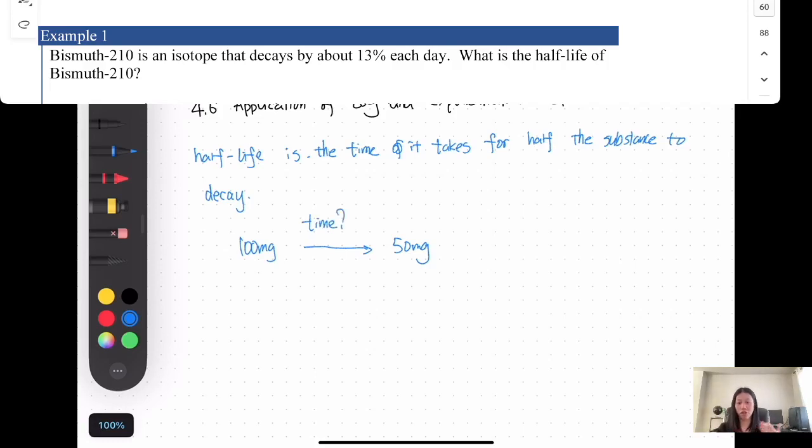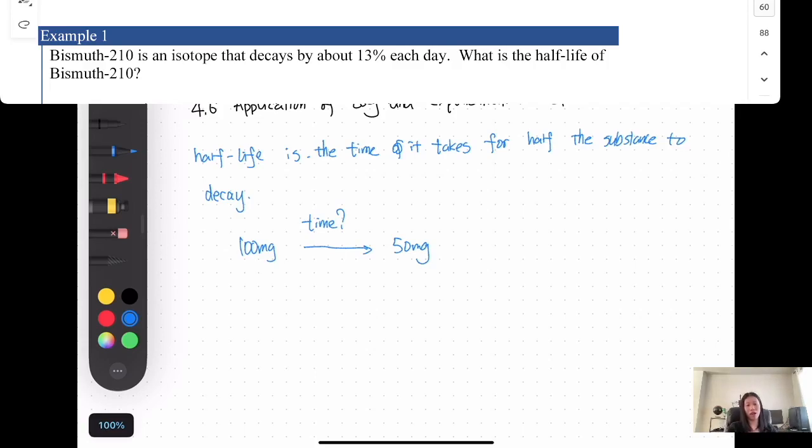How long does it take? Say you take 2 days to decay from 100 milligrams to 50 milligrams. Then I would say the half-life of that substance is 2 days. If it takes 100 days, I would say the half-life of this substance is 100 days. So now let's take a look at our example. Bismuth-210 is an isotope that decays about 13% each day. What is the half-life of the bismuth?